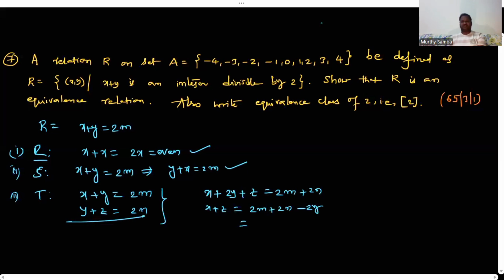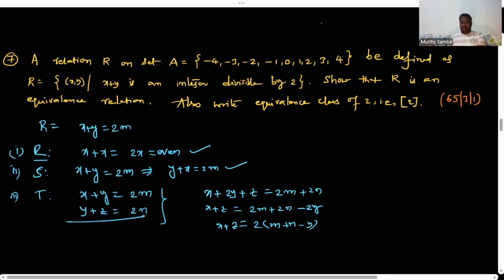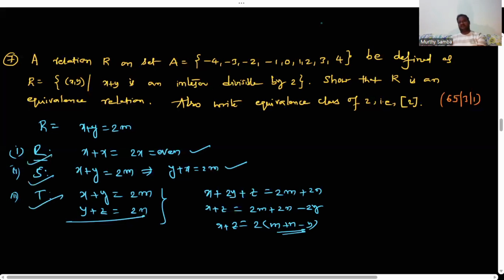You can take 2 common out. m plus n minus y is equal to x plus z. What does that mean? x plus z is equal to 2 into some number, which is nothing but an even number divisible by 2, right? Therefore, x comma z also belongs to our relation. Therefore, it is a transitive relation. As it is reflexive, symmetric, and transitive, therefore, it is an equivalence relation.